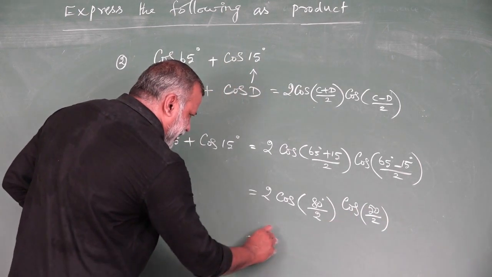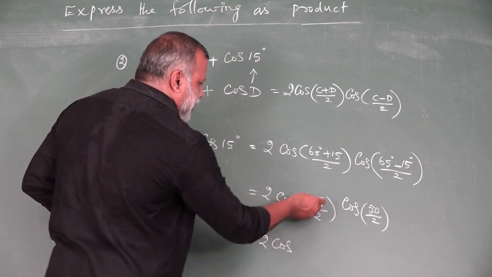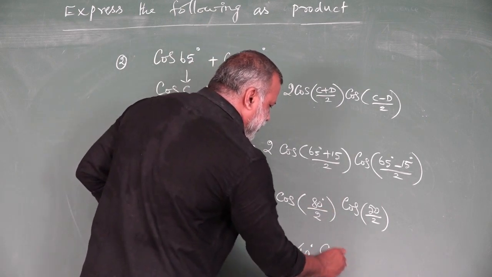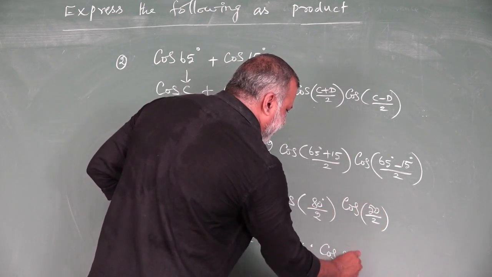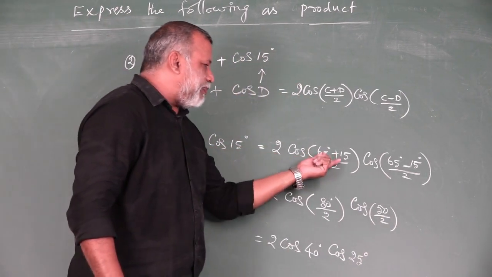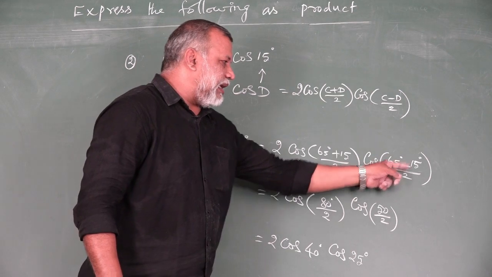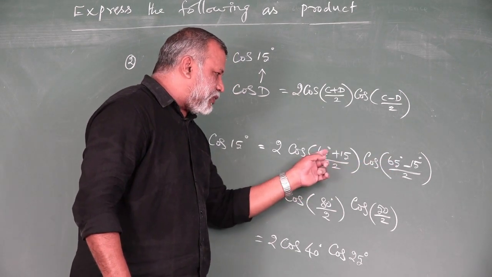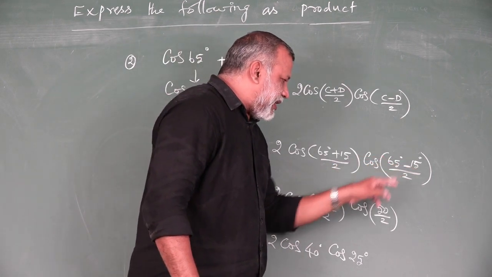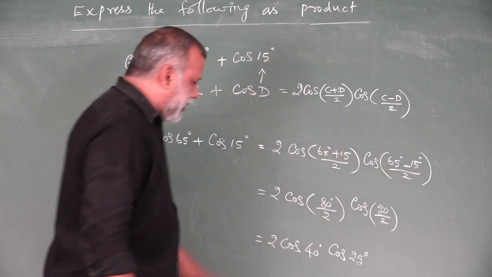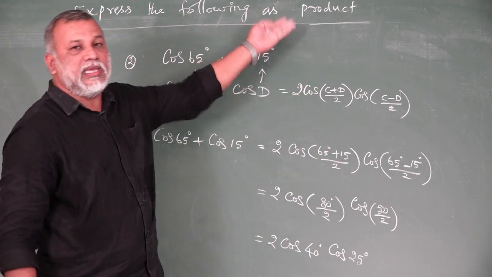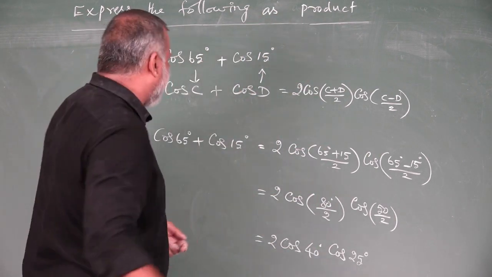Then simplifying this, cos 80 by 2 gives 40, and cos 50 by 2 gives 25. So just use the relation 2 cos((C plus D) by 2) cos((C minus D) by 2). When we add these two, we get 80, and 80 by 2 means 40. If we subtract these two, we get 50, and 50 by 2 equals 25. See the result: it is in the form of a product. The question asked to find the result in the form of a product.